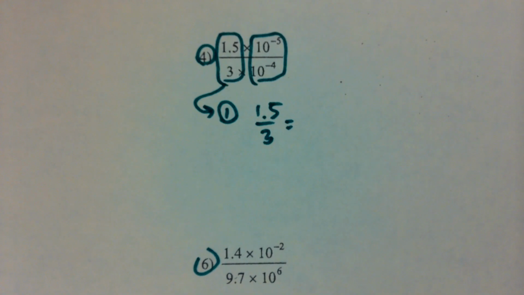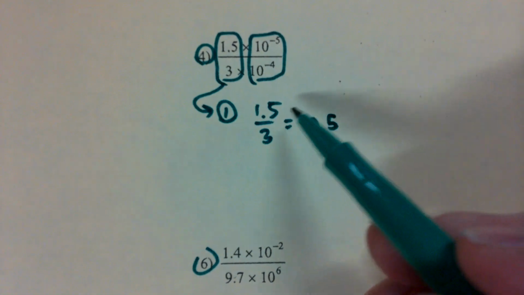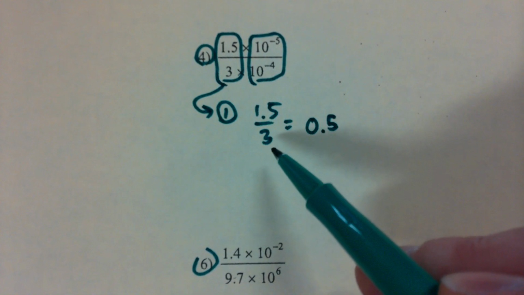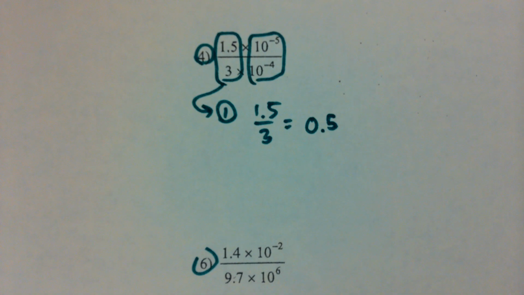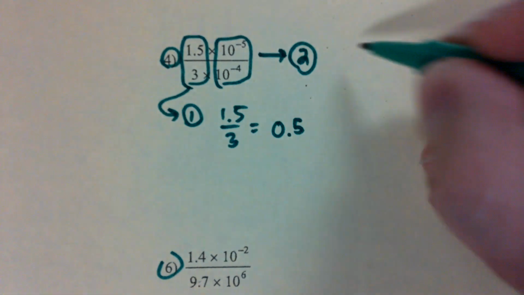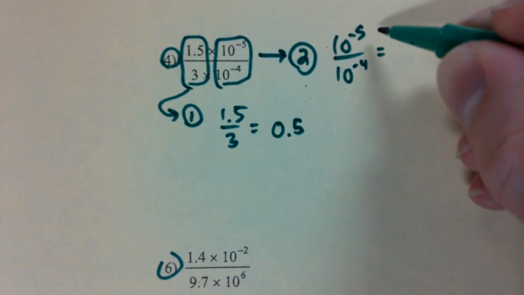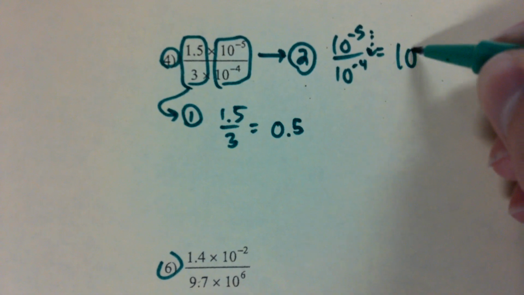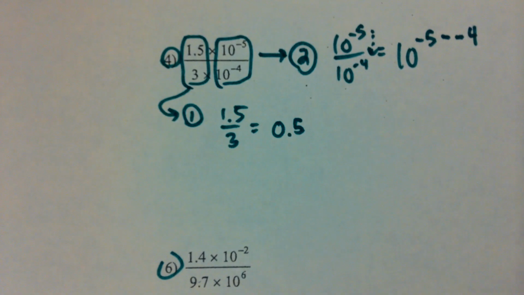Anyone got that? 0.5. Beautiful. 1.5 is half of 3. So this fraction is equal to 1/2. 0.5. Right? Then we come up here and do step 2. 10 to the negative 5th over 10 to the negative 4th. We subtract downward. 10 to the negative 5 minus negative 4.